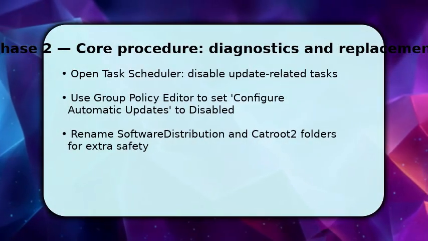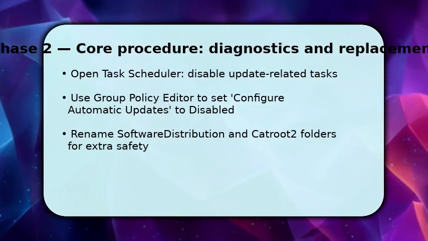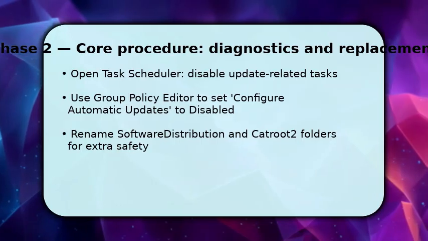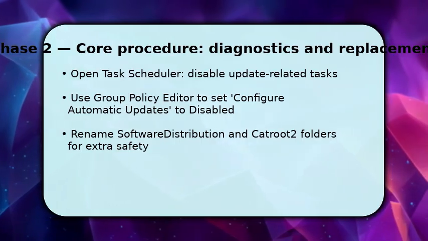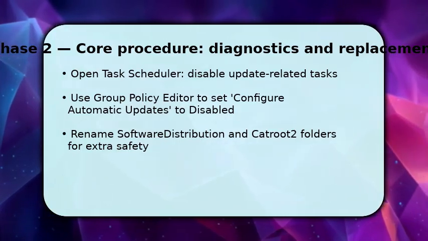Next, open Task Scheduler and find update-related tasks under Microsoft/Windows Update. Disable each task to prevent scheduled runs.